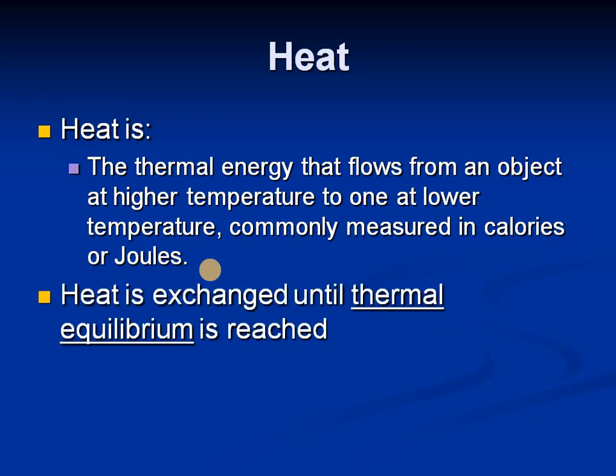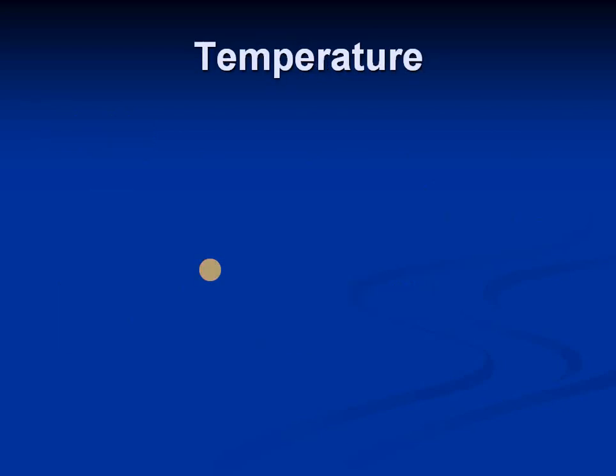Now heat is exchanged until thermal equilibrium is reached. Now I want to tell you what is thermal equilibrium. Thermal equilibrium means when the amount of heat in two components A and B are the same, meaning the temperature must be the same. When the temperature is the same, then the heat transfer stops.